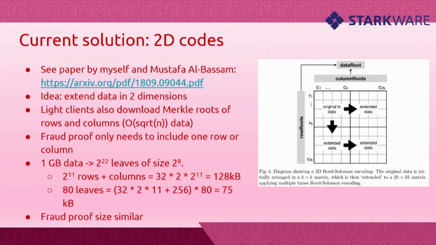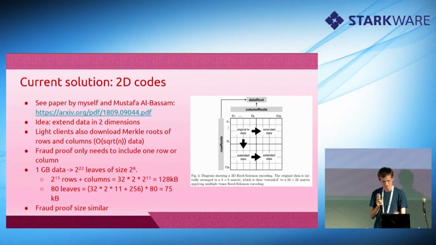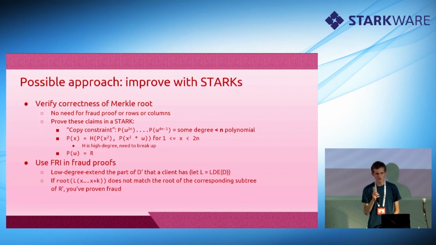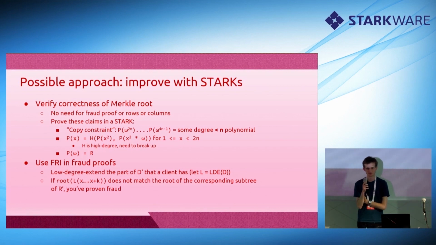So what this means is that the amount of data that a light client has to download goes up a bit, because a light client has to download these row roots and column roots, but the size of a fraud proof goes all the way down to just proving fraud of one row. Right? So now fraud proofs go down to being under a megabyte, and we have a scheme that theoretically works. There are possible techniques for improving this with Starks.